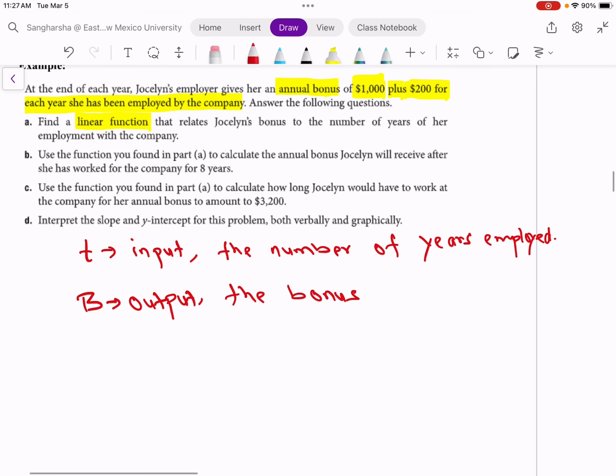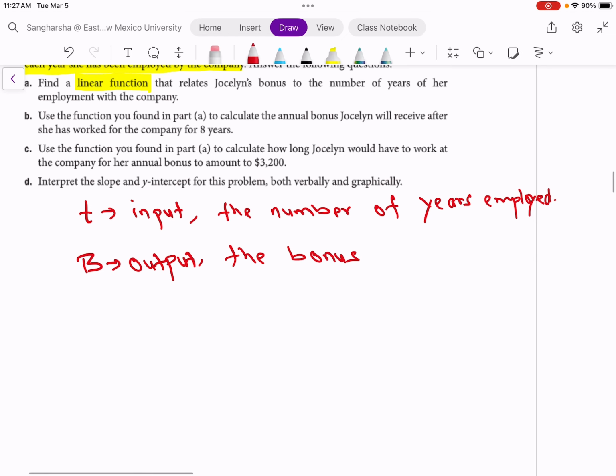Now we have these two different variables, T and bonus. Which one is dependent? Does the bonus depend on time? As the time changes, the bonus changes. So the bonus is the dependent variable and T is the independent variable. Our domain is the independent variable and our output is always dependent. Our output depends on what input we have.